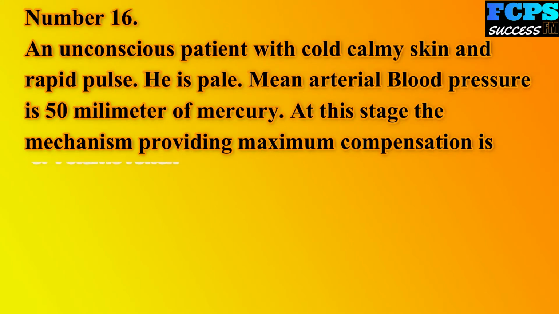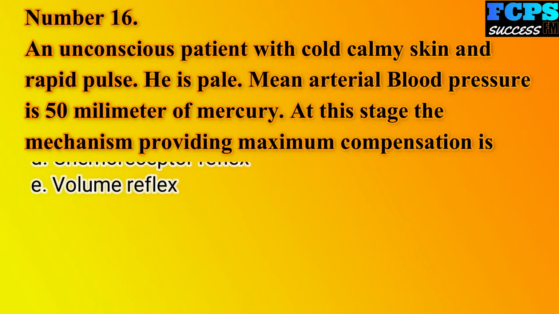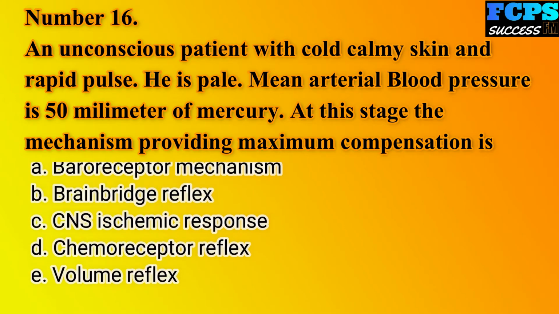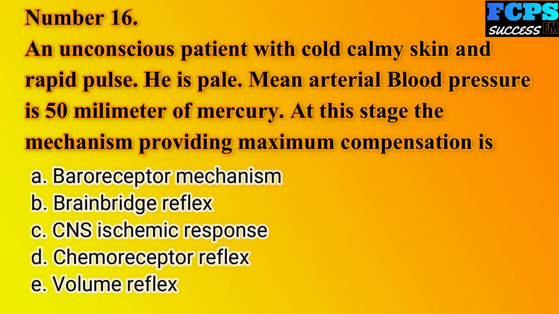Number 16. An unconscious patient with cold clammy skin and rapid pulse. He is pale. Mean arterial blood pressure is 50 mm of mercury. At this stage the mechanism providing maximum compensation is A. baroreceptor mechanism, B. Bainbridge reflex, C. CNS ischemic response, D. chemoreceptor reflex, E. volume reflex. Correct is CNS ischemic response.